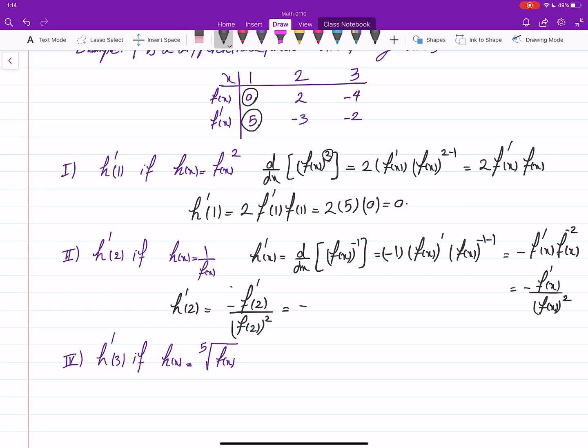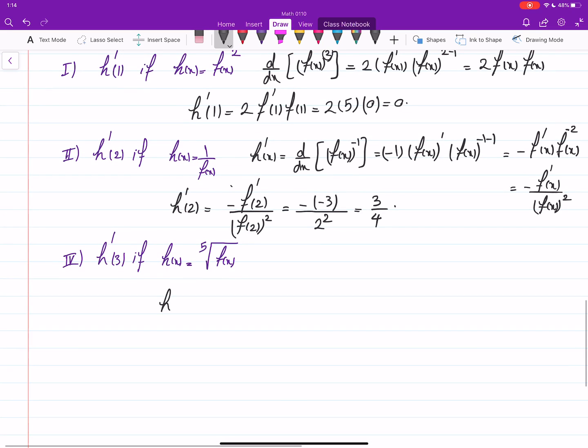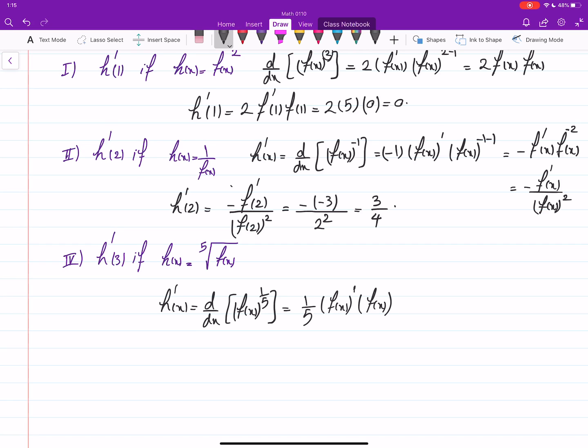Then h prime at 2 is going to be negative f prime at 2 over f of 2 squared. f prime at 2 is -3, I see it from the table, over f at 2 is 2 here, and then square it. This is 3 over 4. And as the last example, h prime at x is the derivative of this function, which is the same thing as this. Then this comes up front. Find the derivative of this function, and then 1 less than the power. This is 1/5 of f prime of x, f of x to the power -4 over 5.